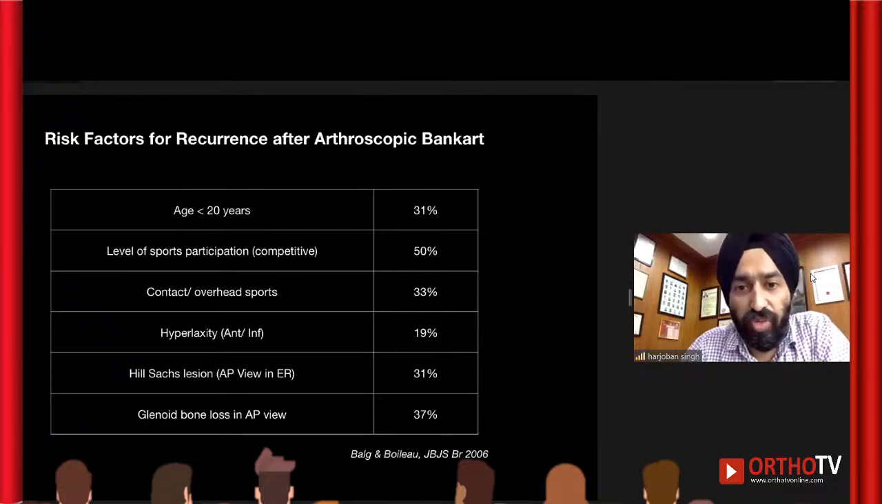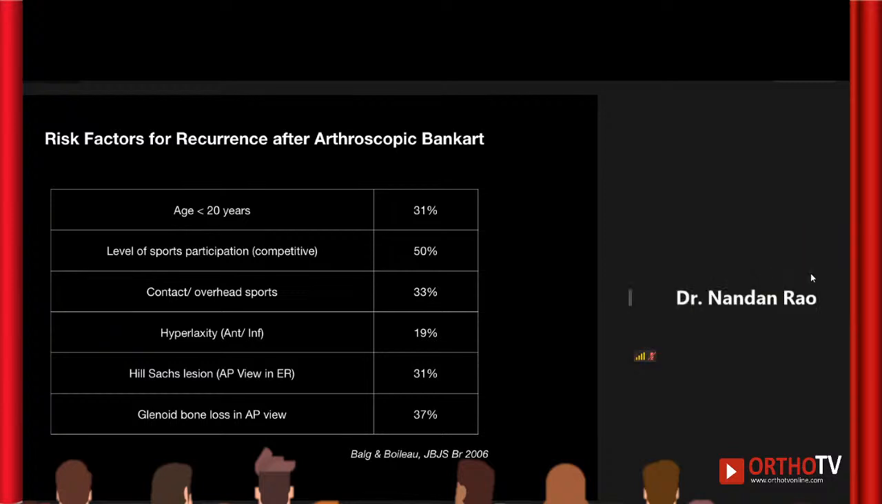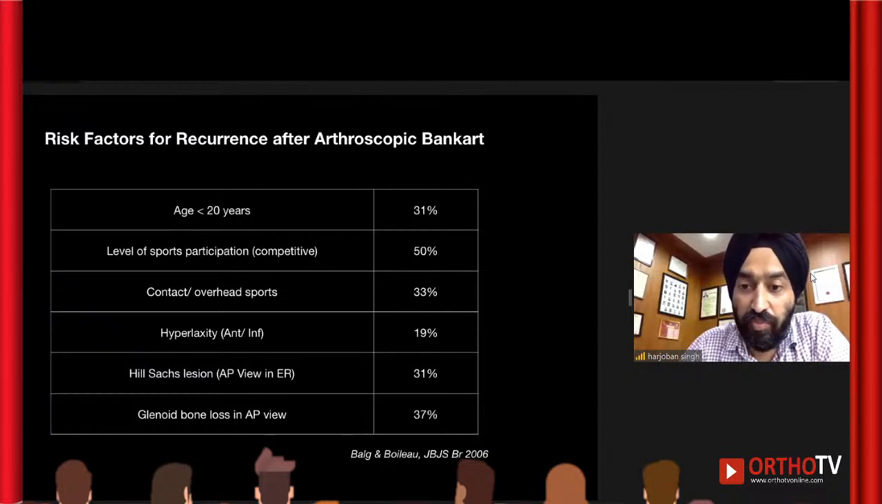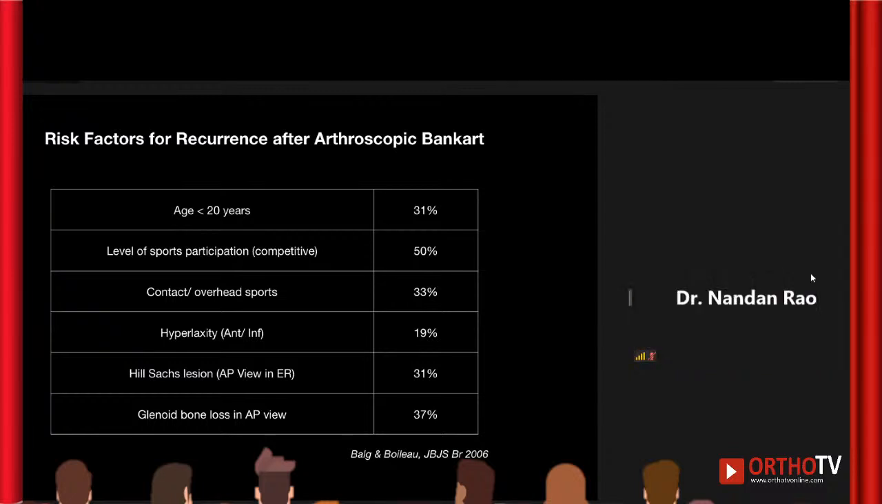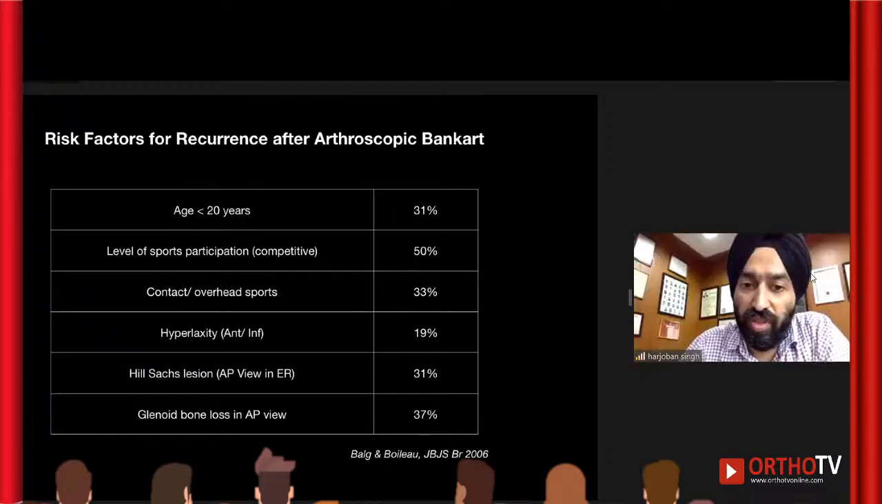If the level of sports participation is competitive, he has a 50% chance of failure after Bankart's repair. In patients who are involved in contact or overhead sports, there's a 33% chance. If the patient has an anterior or inferior hyperlaxity, he has a 19% chance of recurrence. If you can see a Hill-Sachs lesion on AP view done in external rotation, there's a 31% chance of recurrence. And if the glenoid bone loss is visible on AP view, you can see the rounding of the inferior margin of the glenoid, this leads to a 37% chance of recurrence after arthroscopic Bankart repair.